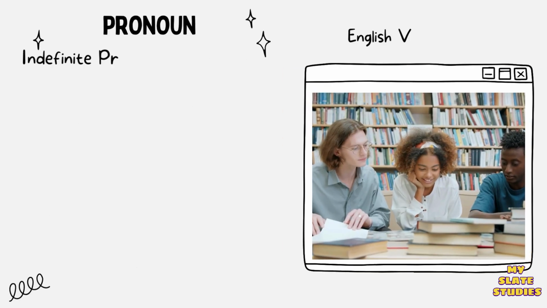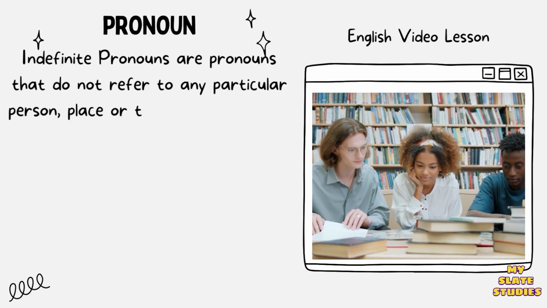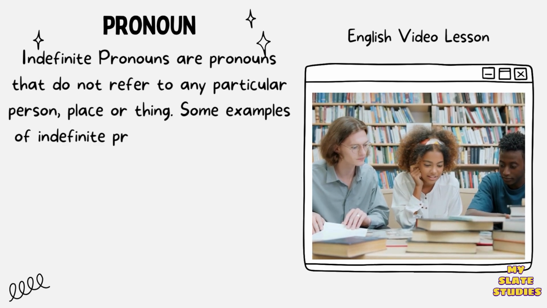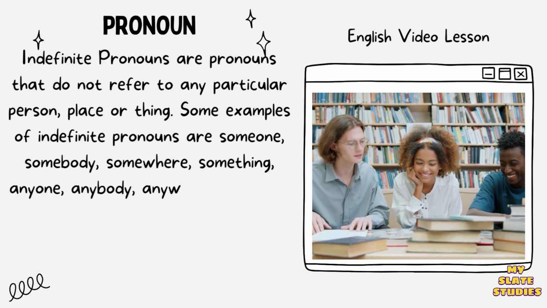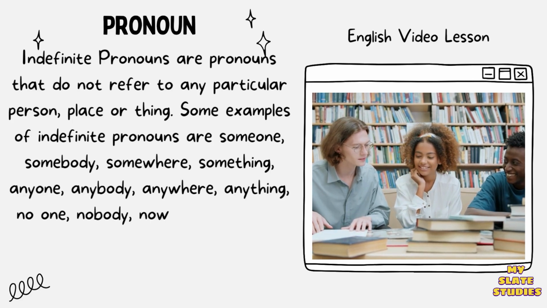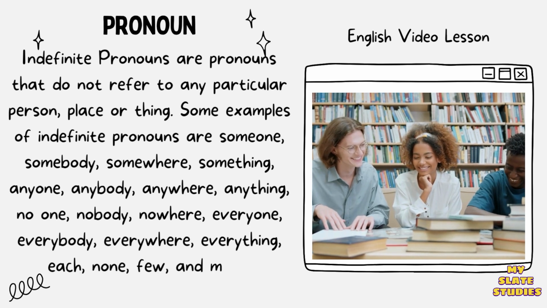Indefinite pronouns are pronouns that do not refer to any particular person, place, or thing. Some examples of indefinite pronouns are someone, somebody, somewhere, something, anyone, anybody, anywhere, anything, no one, nobody, nowhere, everyone, everybody, everywhere, everything, each, none, few, and many.